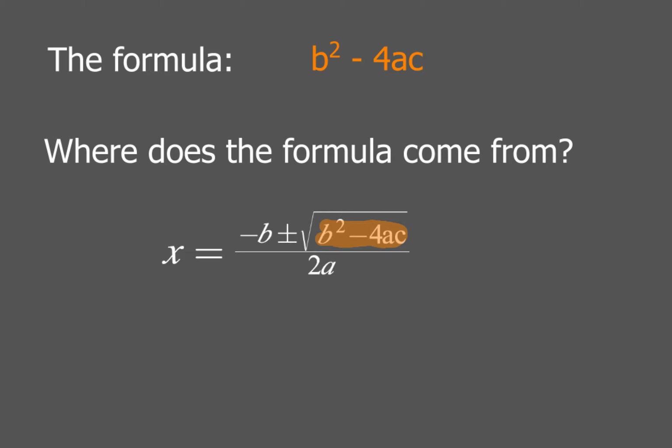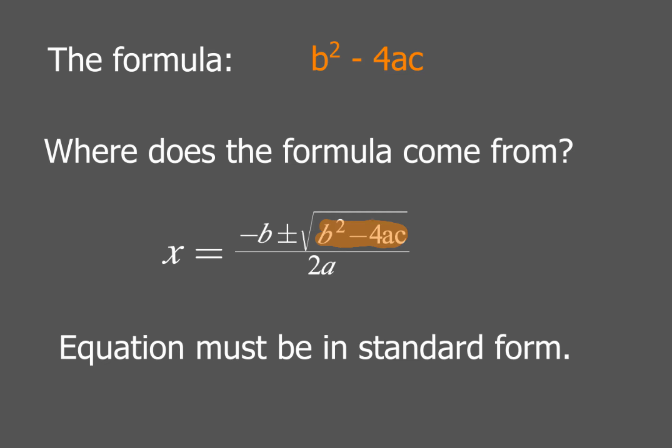Now, in order to find the discriminant, or use the quadratic formula, you've got to make sure that the equation you're working with, the quadratic, must be in standard form. For an equation to be in standard form, that means it is set equal to 0. So the quadratic must be in the form ax squared plus bx plus c equals 0.